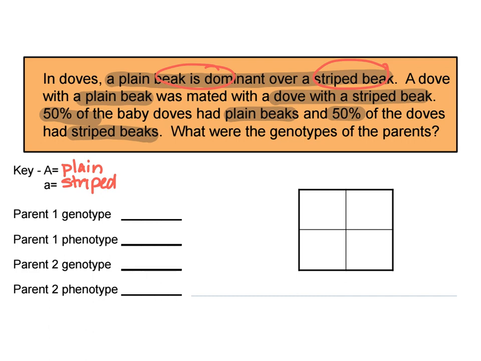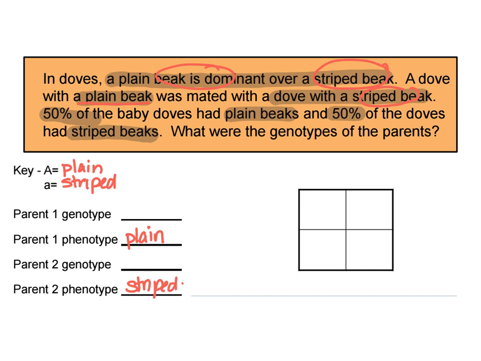Next, they do tell us something about the parents. We have one parent having a plain beak. So I'm going to write for parent 1 that the phenotype, because the phenotype, remember, is what it looks like, is plain. And our second dove, the second parent, has a striped beak. So we're going to write striped here.